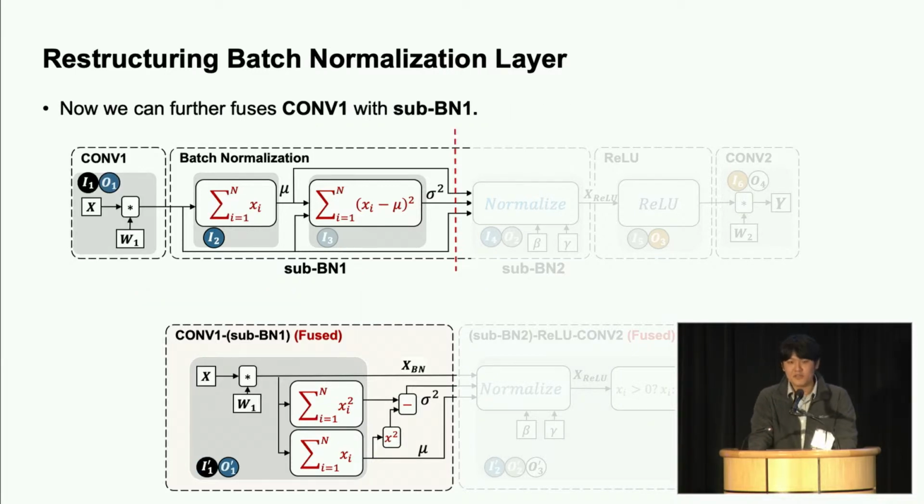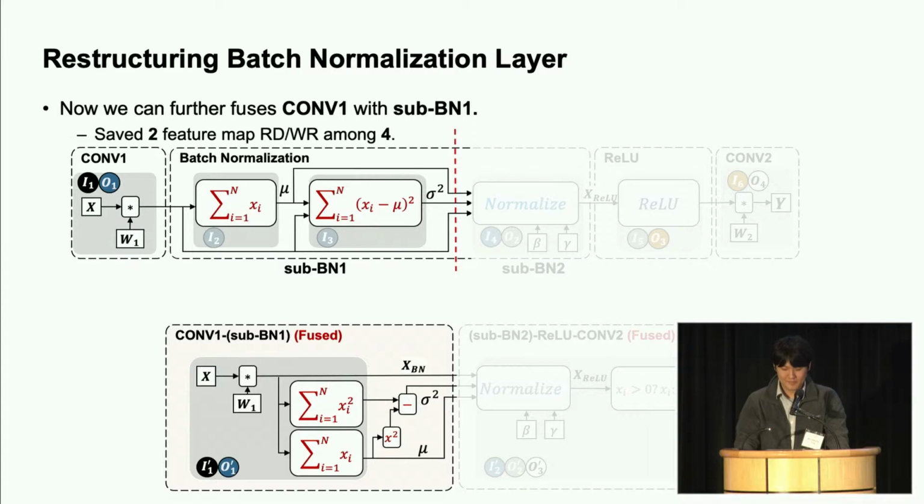Further to the MVF, sub-BN1 can now be fused with its preceding layer, convolution 1. We do this by accumulating each output of convolution into the storage for the mean and the second moment. Because the mean and the second moment are per channel, their sizes are negligible compared to the sizes of the feature maps, so we can save 2 off-chip memory accesses in total on the whole batch by fusing sub-BN1 with convolution 1.